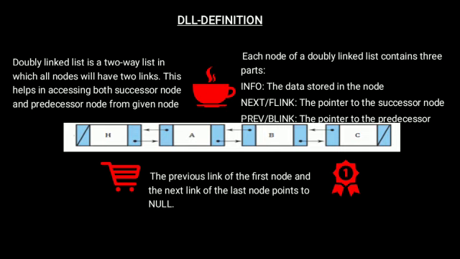Here each node contains three parts. First part is the data part which is used to store the information. Second part is the next pointer which is used to point to the successor node of the list. Third part is the previous pointer that is used to point to the predecessor node of the list. Here the previous link of the first node and the next link of the last node point to the null value.